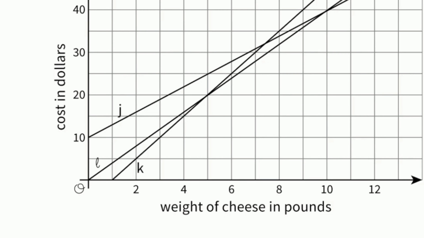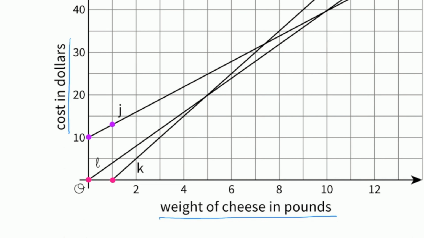At the bottom of the graph, you'll find the horizontal axis. And the horizontal axis represents the weight of the cheese in pounds. And along the left side of the graph, you'll find the vertical axis, which represents the cost in dollars. At the bottom left corner of the graph, you'll find the origin. That represents 0 pounds of cheese and 0 cost in dollars. Directly above the origin, I labeled a point that represents $10 for 0 pounds of cheese.